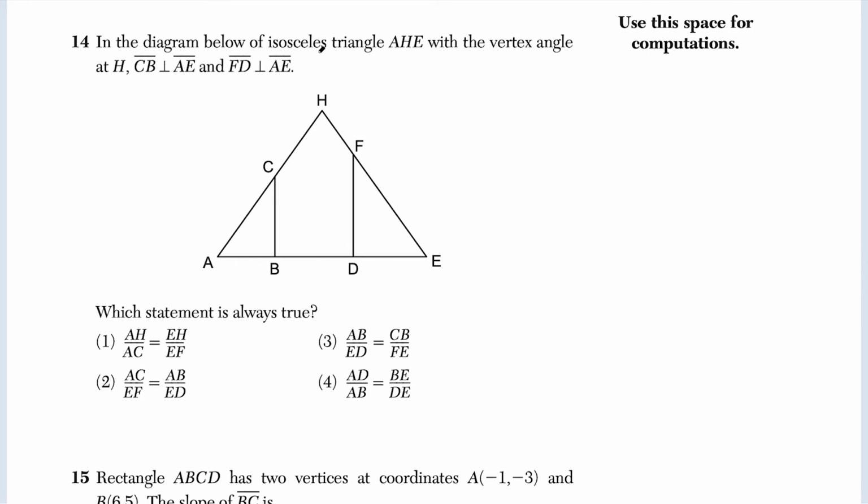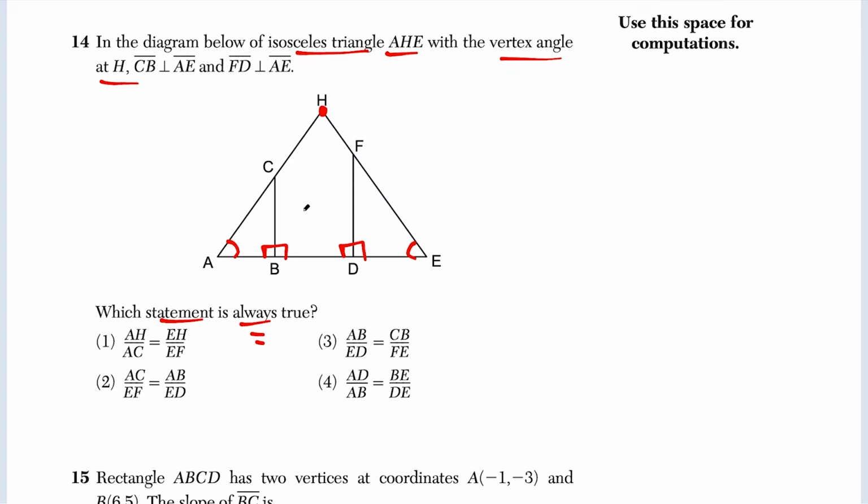Question 14, we have isosceles triangle AHE, and the vertex is at angle H. So if this is the vertex, then these are the base angles, and the base angles of an isosceles triangle are congruent. And then we're told that segment CB is perpendicular to segment AE. So that means that these angles here are right angles. And we have FD, this segment is perpendicular to segment AE. So we have right angles here as well. And which statement is always true?